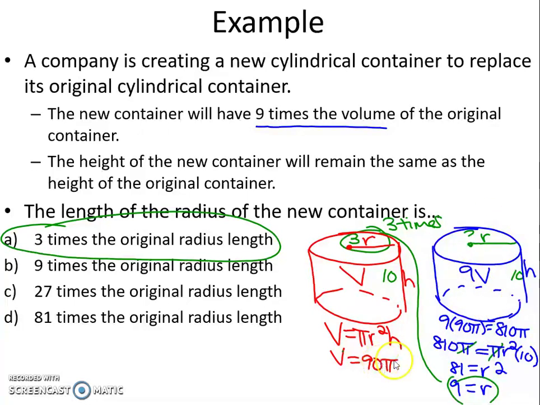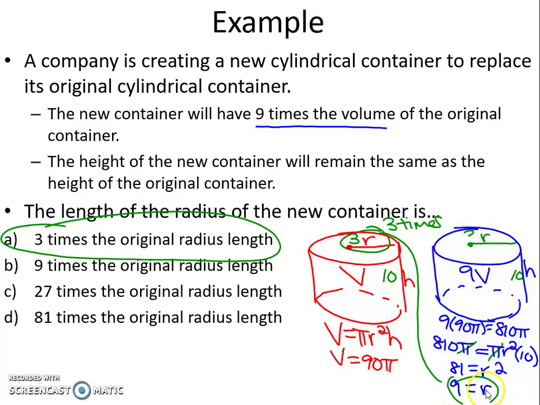This will be 9 times this volume. So 9 times 90 pi is 810 pi. So 810 pi equals pi r squared h. 10 is the height. We don't know the radius. So I'm just going to cancel the pi. You can just cancel the same thing left and right. And then r squared will be 810 divided by 10, which is 81.